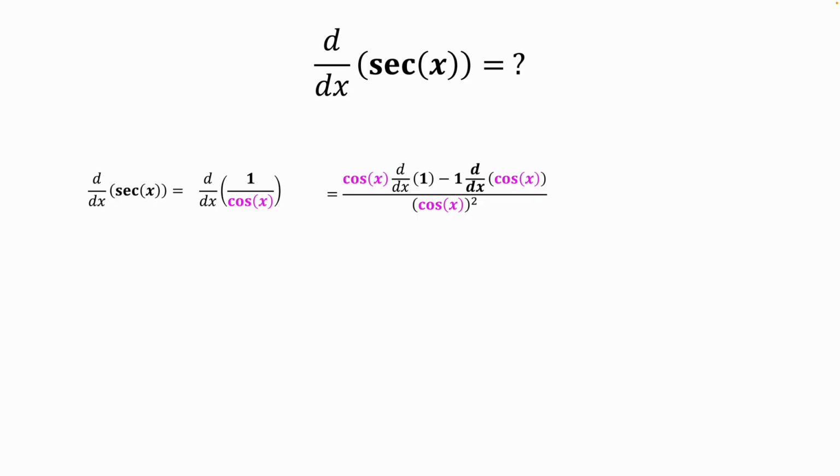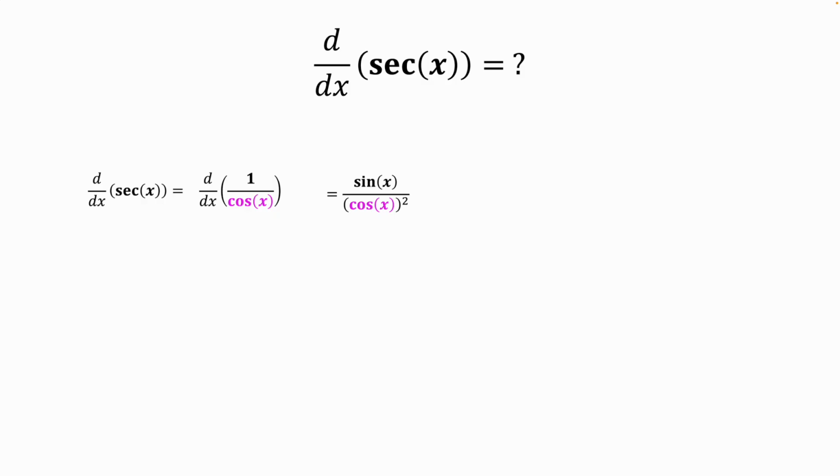And we can actually clean this up quite a bit. The derivative of, well, 1 is obviously 0, and the derivative of cosine is, like we said before, negative sine. So let's replace those two derivatives in that numerator. And 0 times anything is just 0, so that entire numerator can be cleaned up as well. These two negatives can be combined, and so now we get this expression.